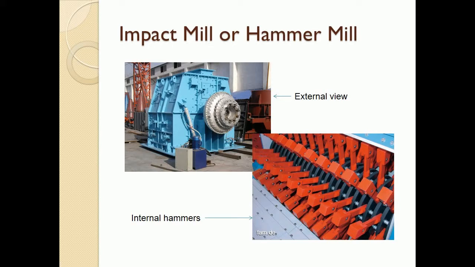This is an impact mill or hammer mill. It has internal hammers. Also, here is what it looks like from an external view. Hammer mills are not used to provide coal directly to the furnace. They can only crush coal to a 1/4 inch size, and as such are located in coal handling, providing sized coal to the bunkers.